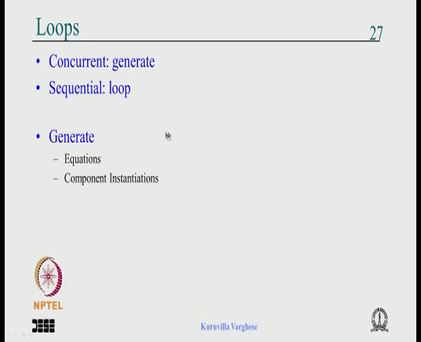There are two loops: one is concurrent, which is called generate, and the sequential one, which is called loop itself. The syntax will be for some indexing generate, and for sequential again for some indexing, like I is equal to 0 to something loop. The generate can work with an equation, and it can work with component instantiation. That means you can write a Boolean equation and put it in a loop, and then you will get a repeated pattern of what is written. Of course, you have to write it properly.